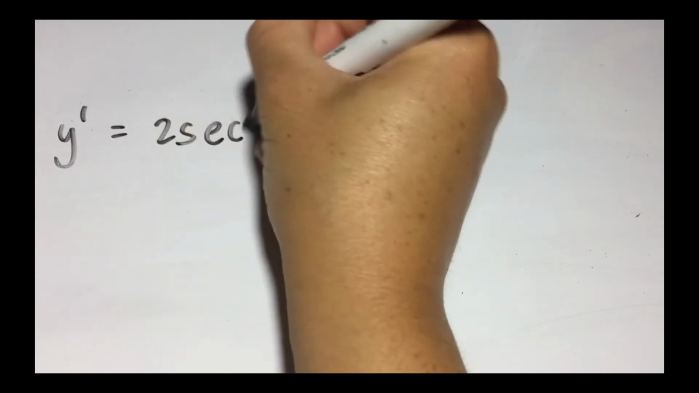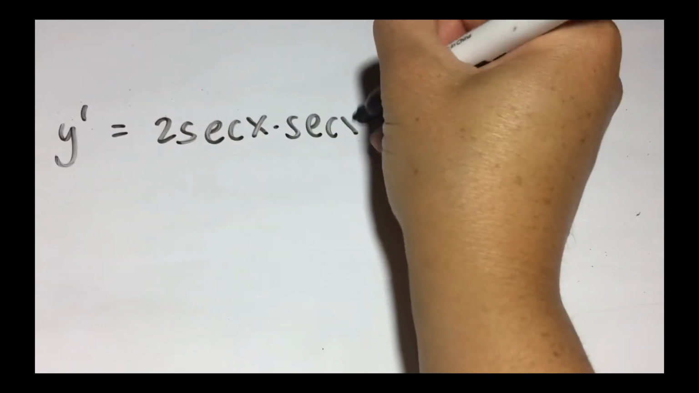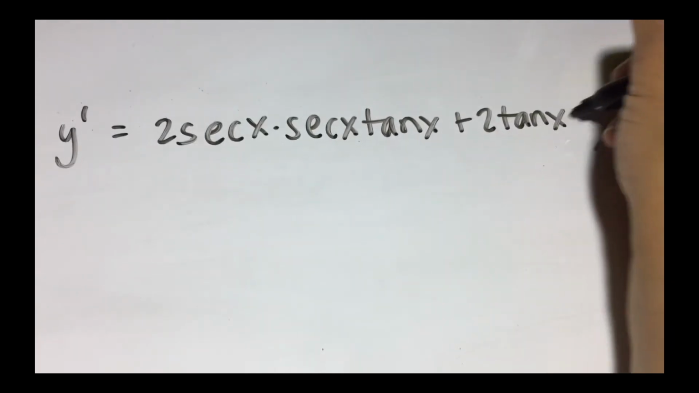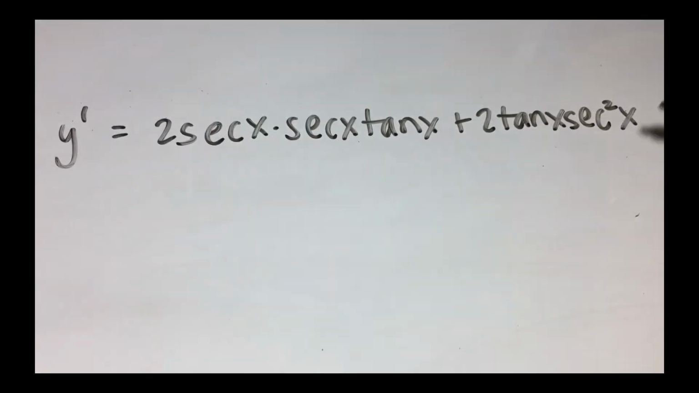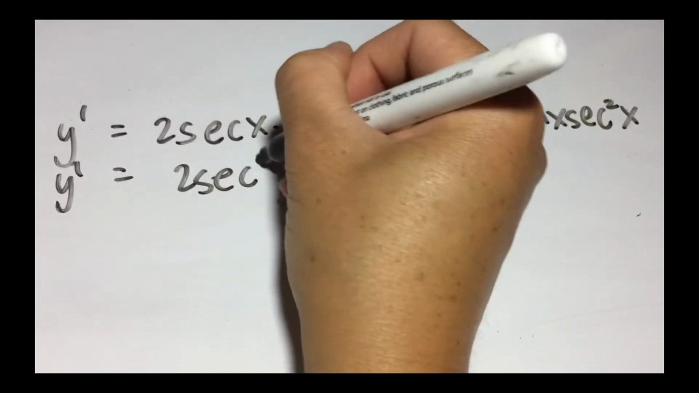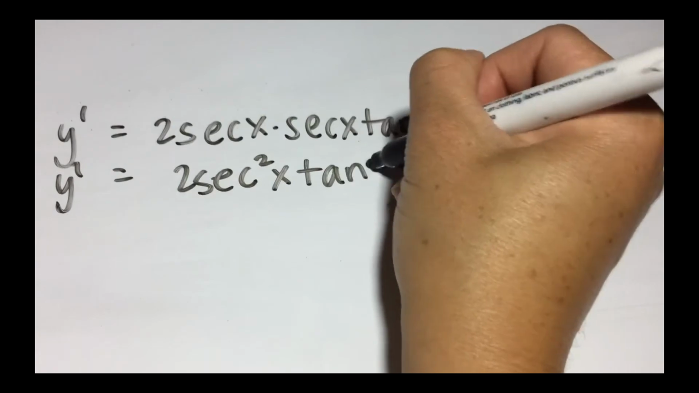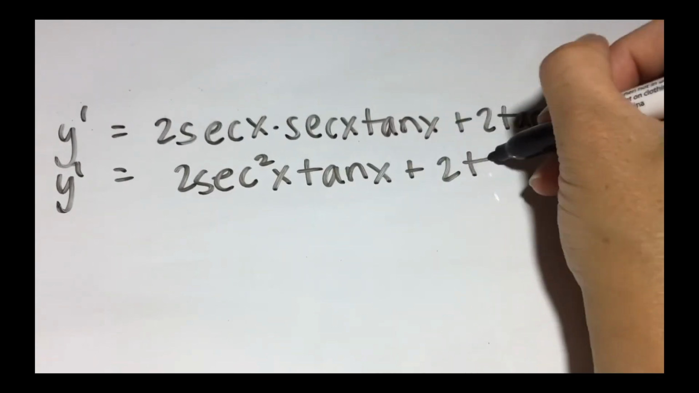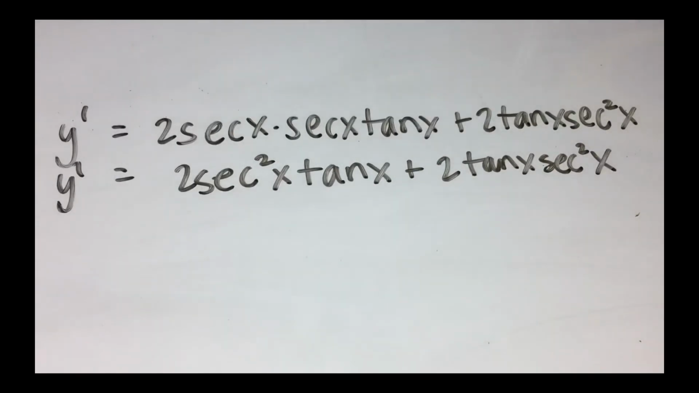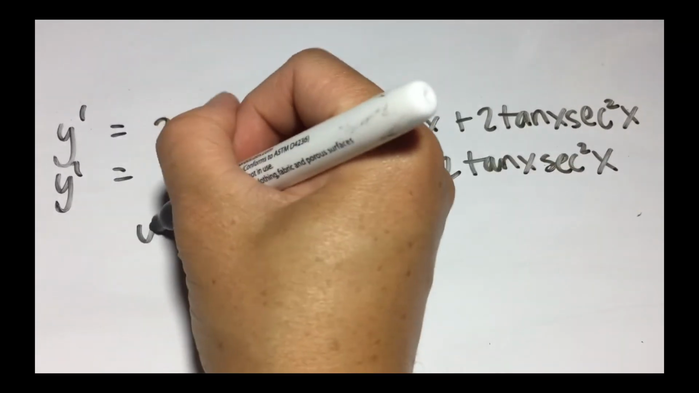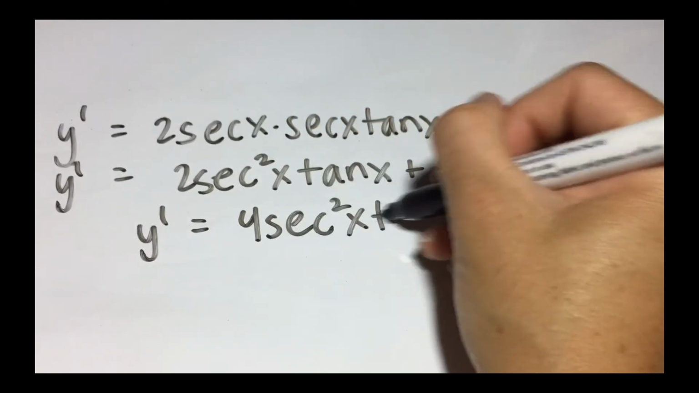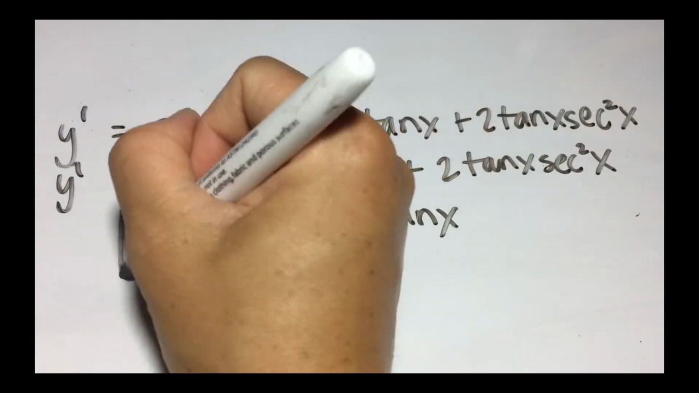And now we get that y prime equals 2 times secant x times secant x tangent x plus 2 times tangent x times secant squared x. And simplifying this, we get 2 times secant squared x times tangent x plus 2 times tangent x times secant squared x. And finally, we can just add those two terms. So we'll get y prime equals 4 times secant squared x times tangent x.